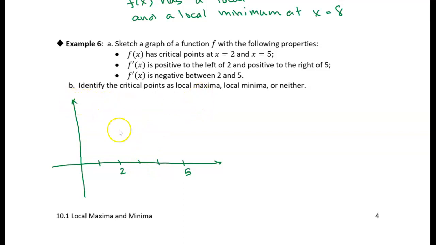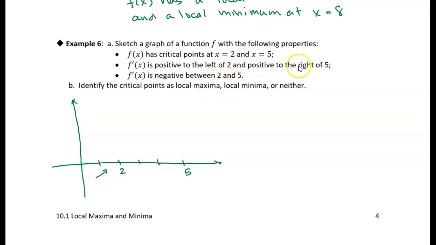I can't really graph much just based on that. But the next property that we're given is that the derivative of the function is positive to the left of 2. Positive means that the function itself is increasing, right? If the derivative is positive, then the function is increasing. So I could draw a little arrow to the left of 2.